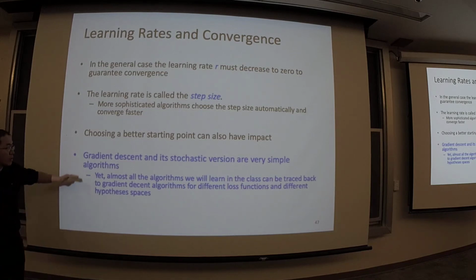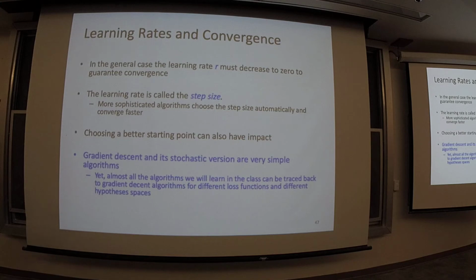So in general, gradient descent and its stochastic version are very simple. It's really straightforward. But almost all the algorithms we'll learn in this class can be traced back to gradient descent for different loss functions and different hypothesis spaces. In general, you can summarize the machine learning procedure like this: according to what kind of models or classifiers I'm interested in, I propose the loss function, or objective function. Then the learning turns into an optimization problem. I'm going to use some gradient descent approach to minimize this loss function to find the best parameters. That's it.